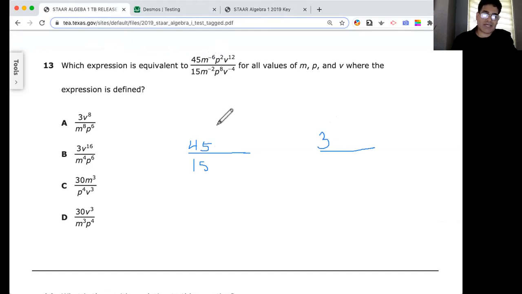Now we have the m's, and we have a -6 exponent and a -2 exponent. And so we're going to add those together, because that's what we do with exponents. Okay, well, it's going to get confusing here. Let's add those together. And in Desmos, let's go back to Desmos.